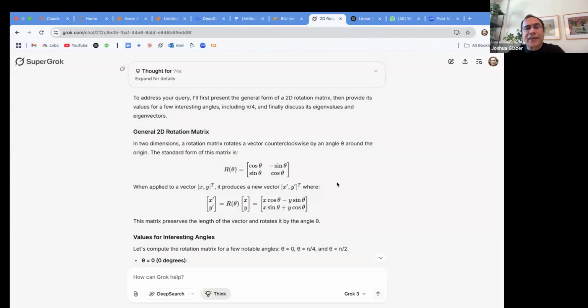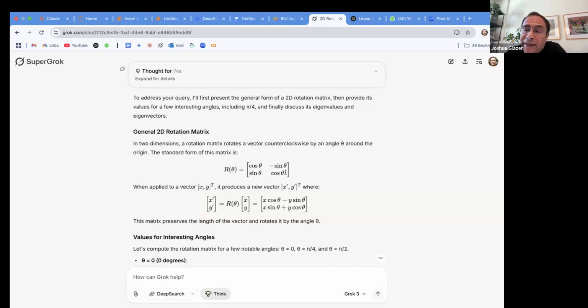So I asked Grok to show me an example of a rotation matrix, and this is how a rotation matrix looks for a specific angle. If we had 45 degrees here, what you see immediately is that it's not a symmetric matrix, because here we have a minus square root 2/2, and here we have a plus. So for 45 degrees, this matrix is not symmetric.